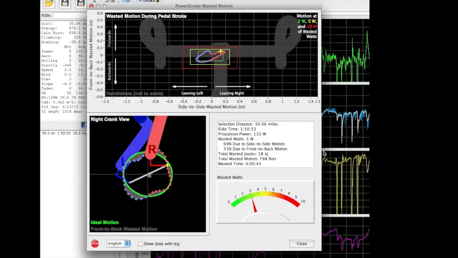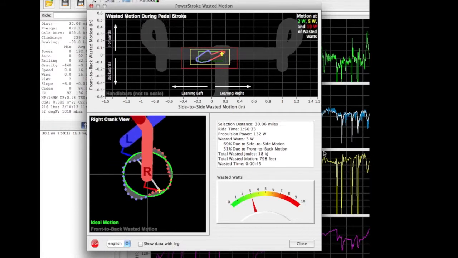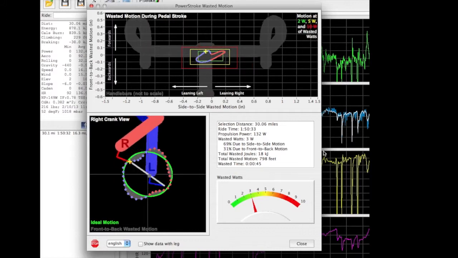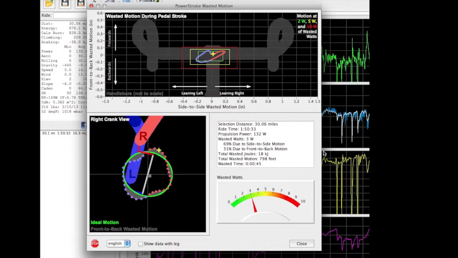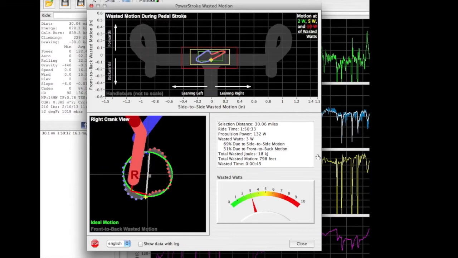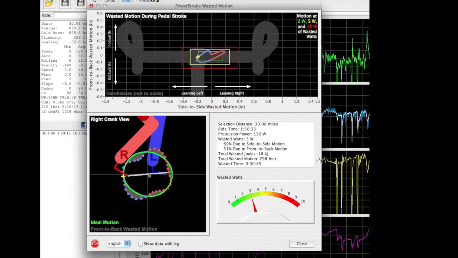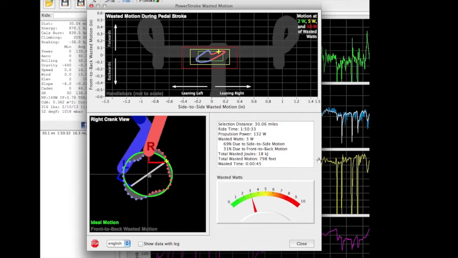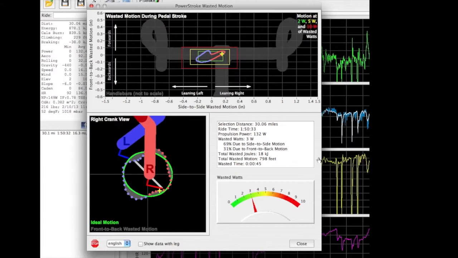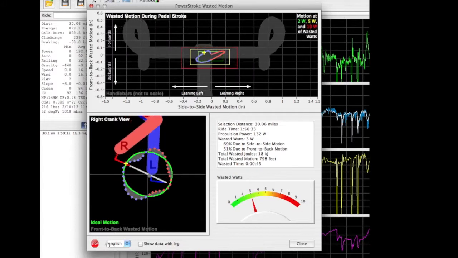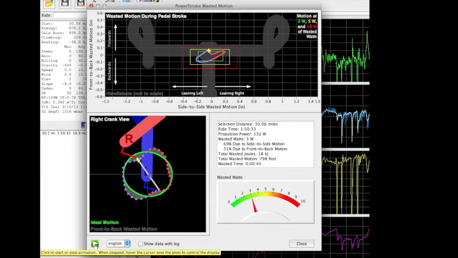Not a lot of energy was wasted, but in fact, this rider wiggled the bicycle down the road 798 feet, and if the motion were purely forward without the front to back, there would have been a savings of about 45 seconds. Now in the bottom left is the right crank view showing the acceleration of the bike as the rider's left leg and right leg pulsate. We'll stop the motion here to show what's going on.